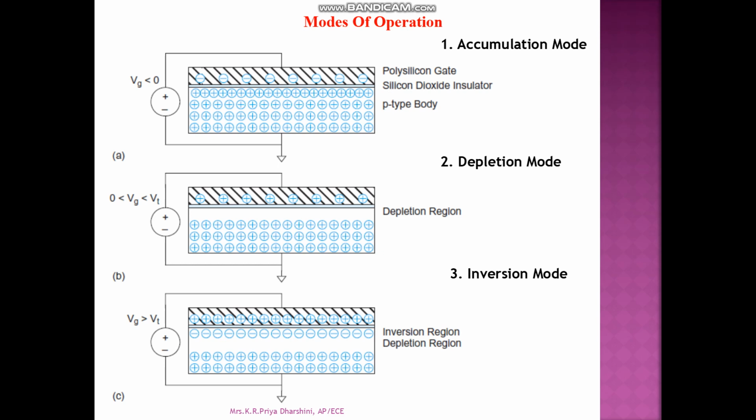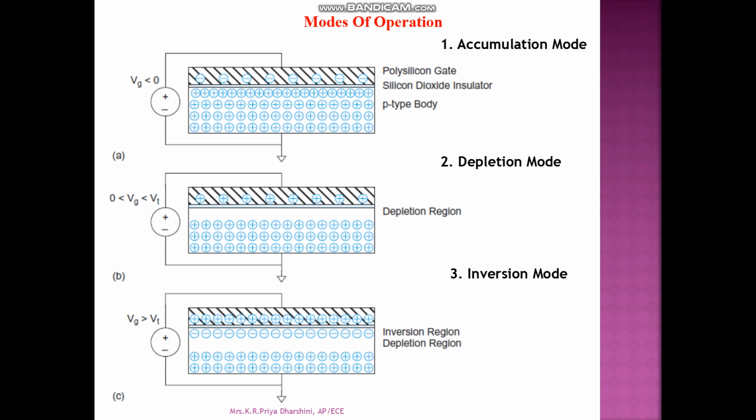In the depletion mode, the holes in the p-type body get depleted away from the polysilicon gate, so it is called the depletion mode. And in the inversion mode, the condition is that Vg is greater than Vt, that is, the gate voltage should be greater than the threshold voltage. At this time, the holes which reach the polysilicon gate and the electrons which the polysilicon gate carries are pushed to the depletion region, so that the mode is inverted: holes get passed to the polysilicon gate and electrons get passed to the depletion region, so it is called an inversion mode.